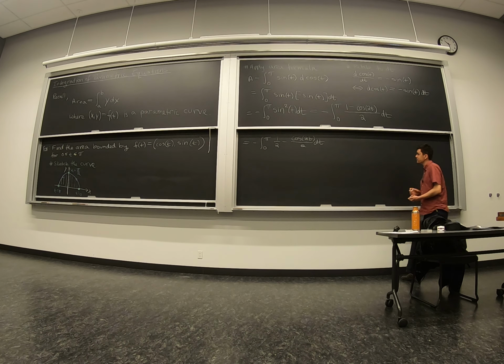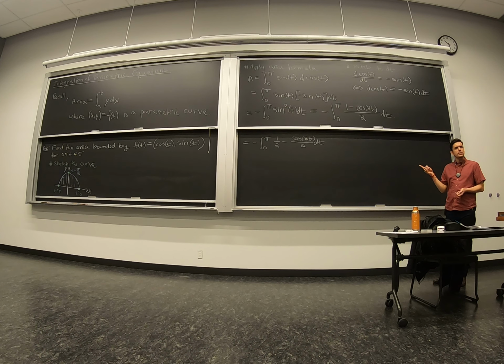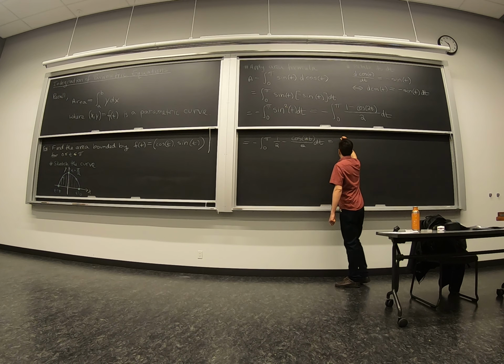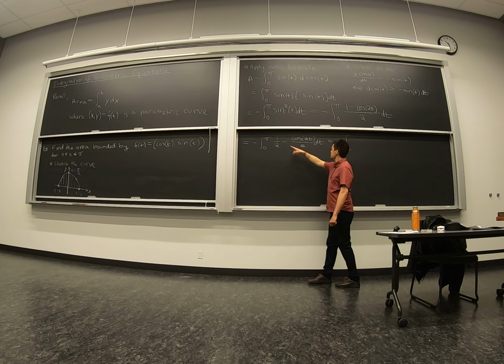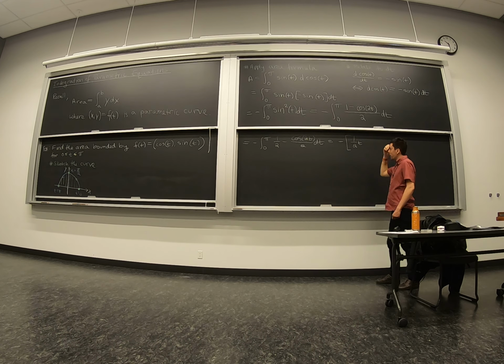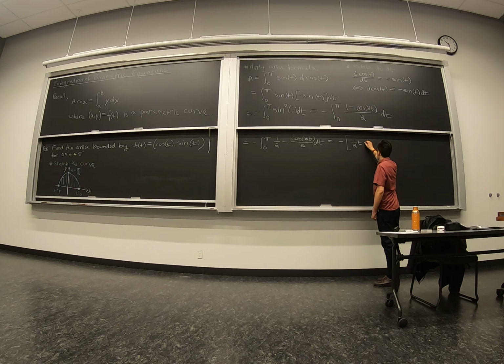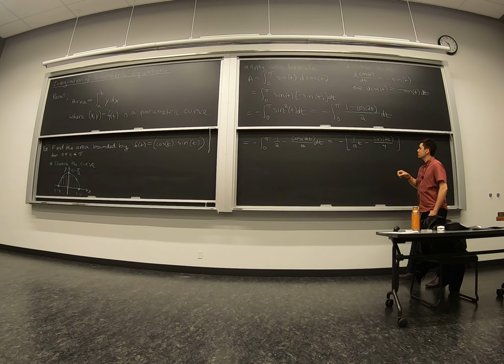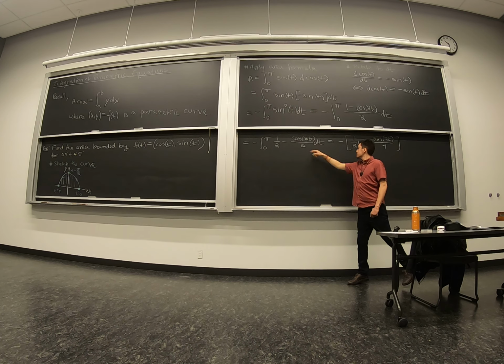But now this is something that we can integrate with standard techniques. So this half will turn into a half t. Our cos will turn into a minus sine 2t over four. When we take the derivative of this, it'll produce a 2. That 2 will cancel.